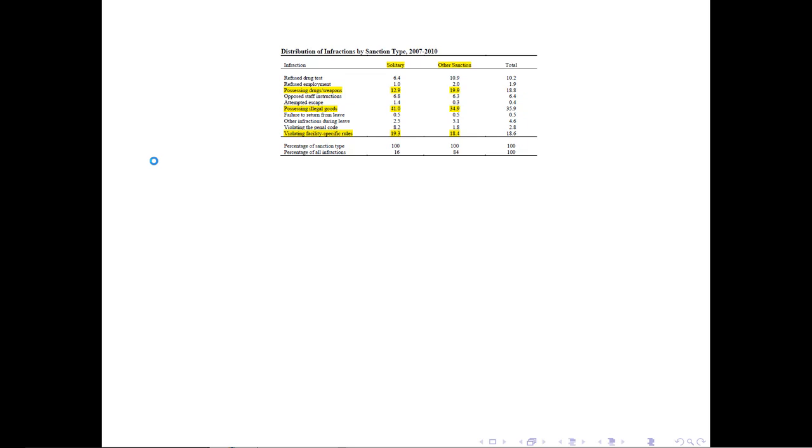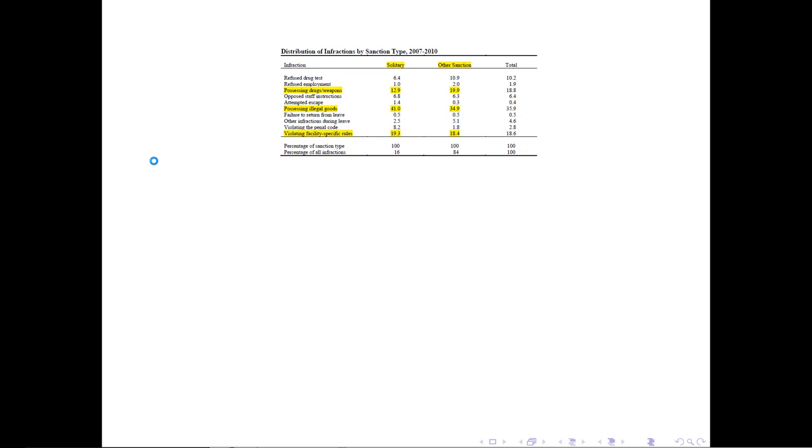So for folks who end up in for other sanctions, about 20% of them end up in for possessing drugs or weapons, almost always drugs, 35% end up in for having cell phones, and 18% end up in for violating facility-specific rules. So at least in terms of the offenses that land folks in solitary, it actually looks like they're very, very similar. One of the things we've done as a robustness check is to limit the analysis to those specific types of infractions, and we found results that are substantively similar.